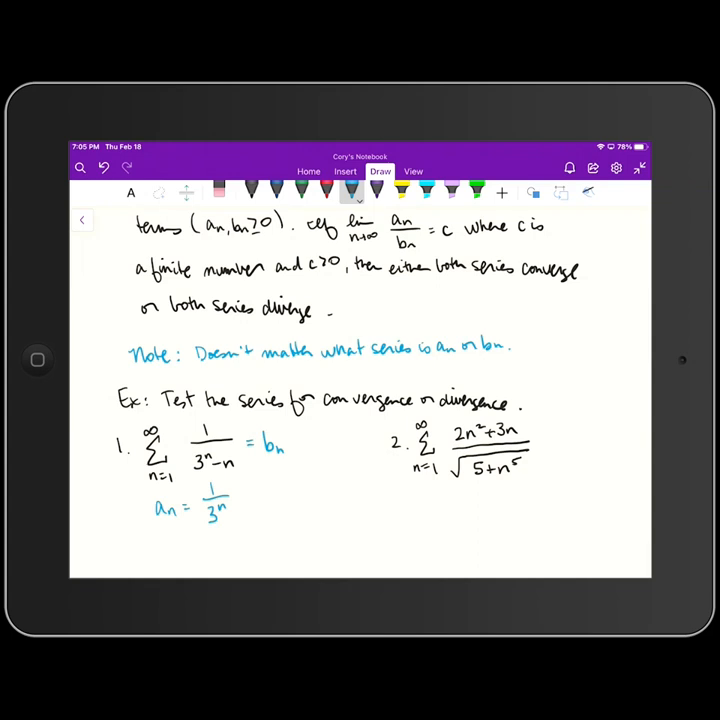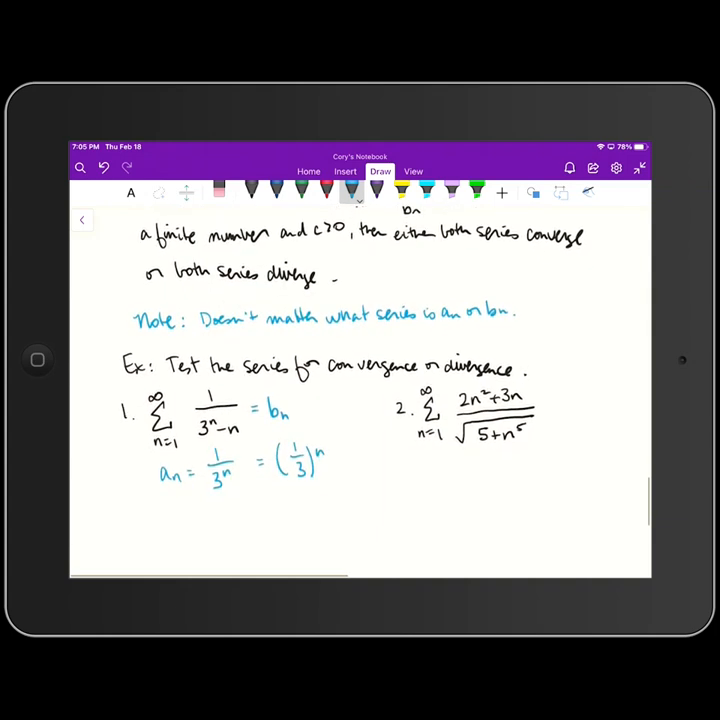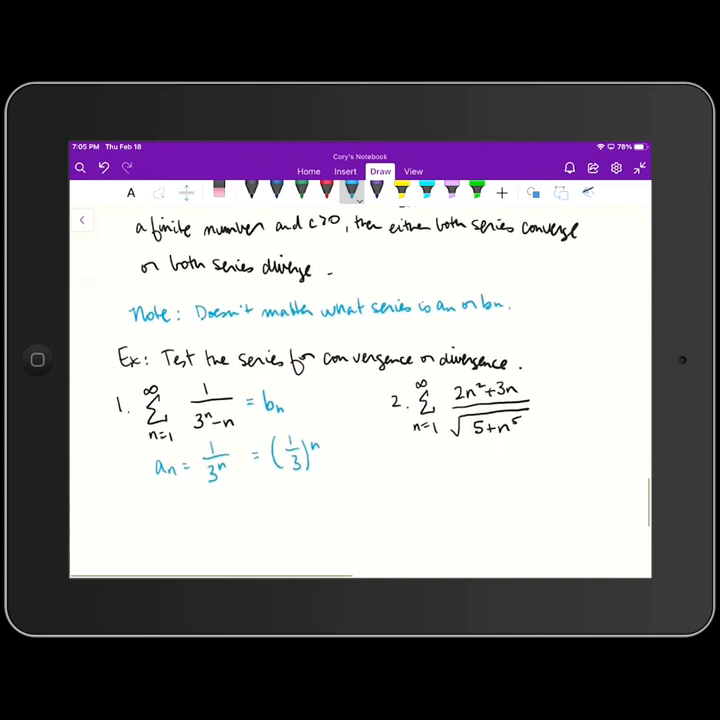Now, I'm going to leave a sub n in that form, but we can also think of a sub n, 1 over 3 raised to the n power, as also equivalent to 1/3 raised to the n power. And we know that that is going to be a convergent series by the geometric series test. Okay, so let's go ahead and take the limit as n goes to infinity of a sub n divided by b sub n. Okay, so that's going to be the limit as n goes to infinity of a sub n, which is 1 over 3 raised to the n power, divided by b sub n.